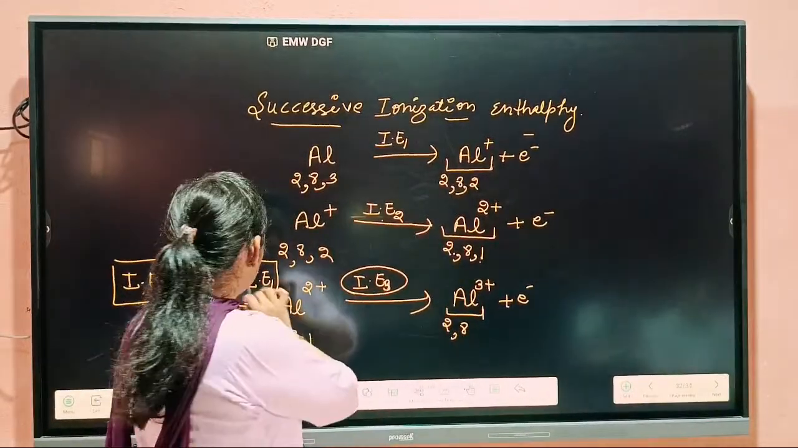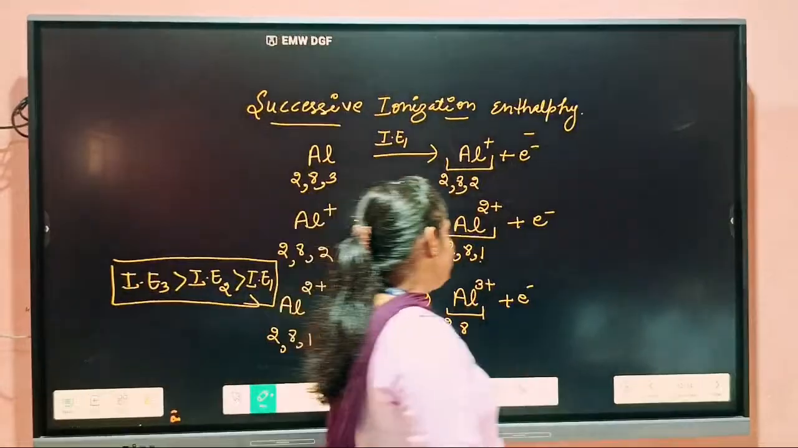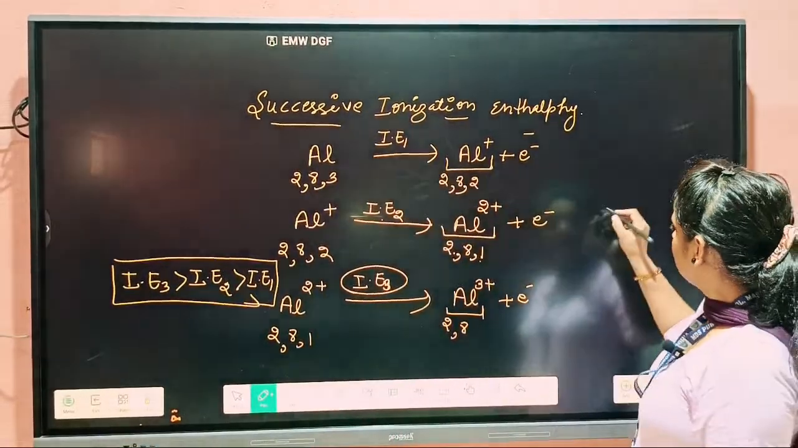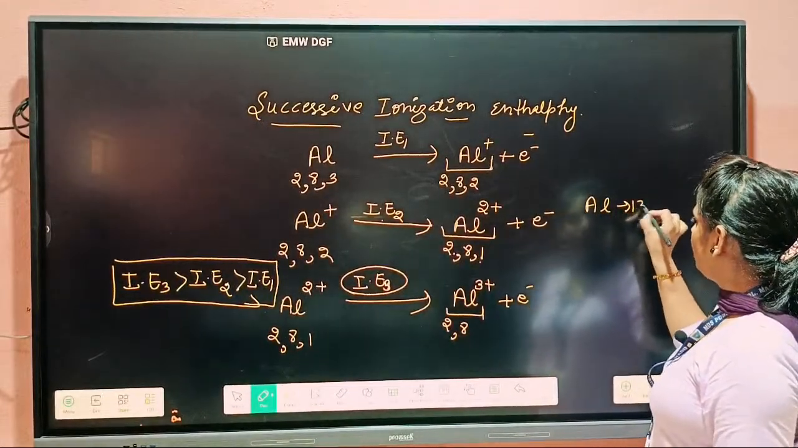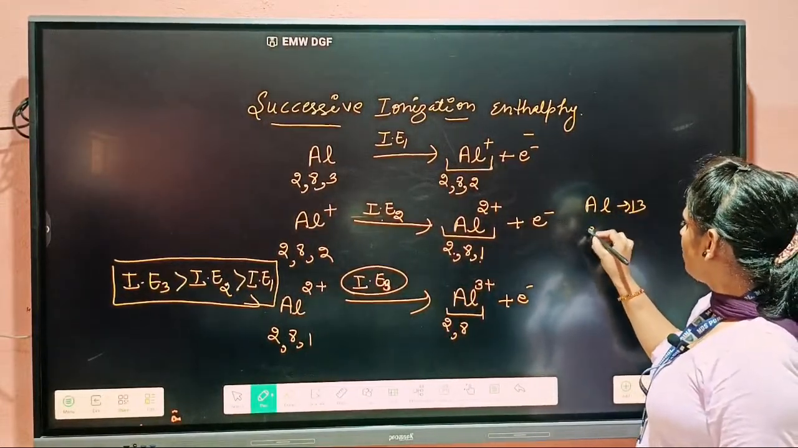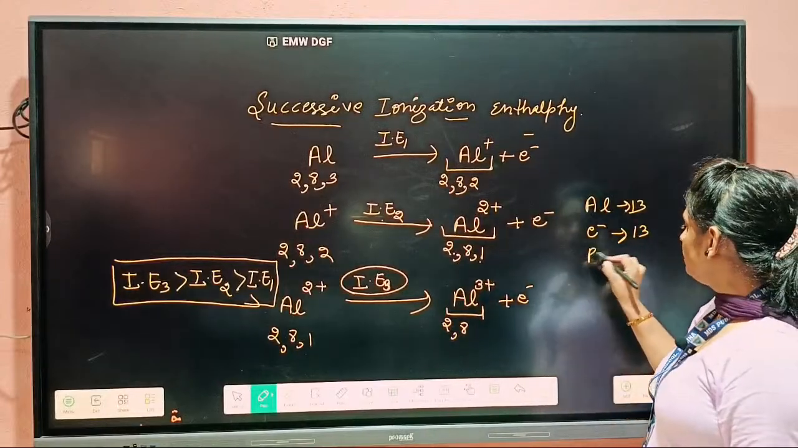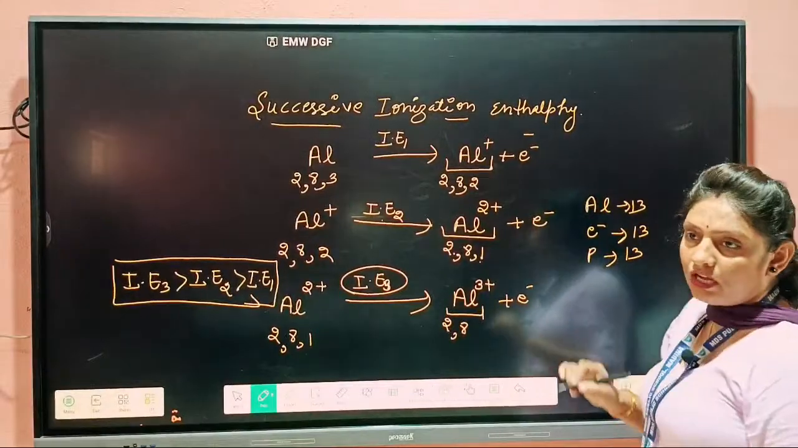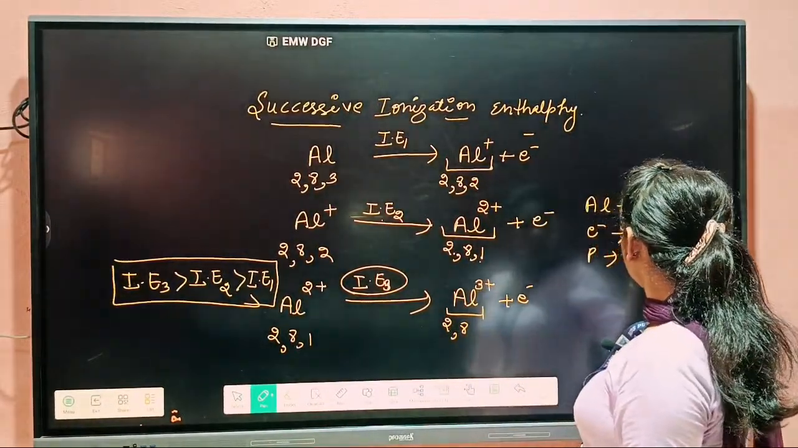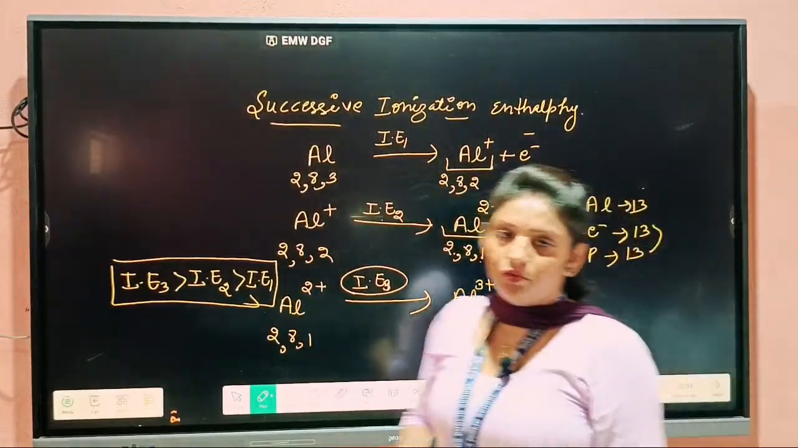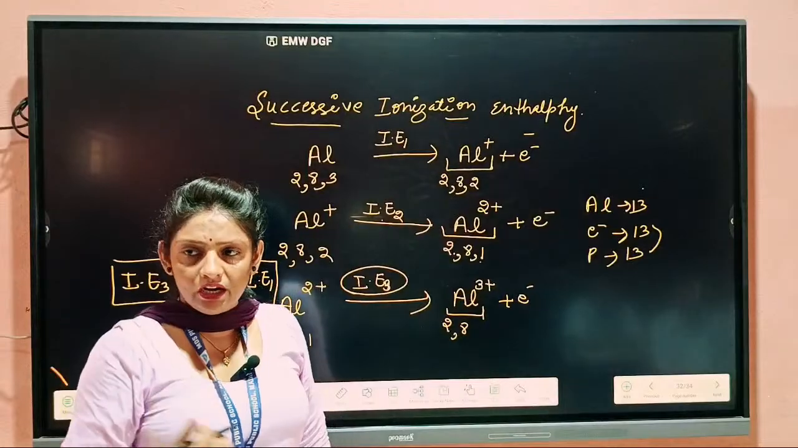Then IE2 and then IE1. Why is it so? You can see here, aluminum atomic number is 13, meaning electrons are 13. Protons are also 13 here. So it can remove one electron; one proton is holding one electron here.